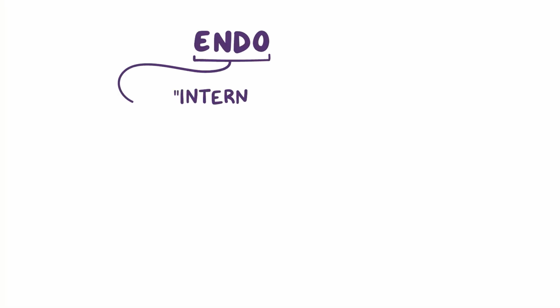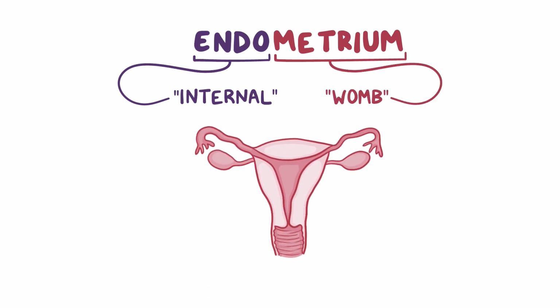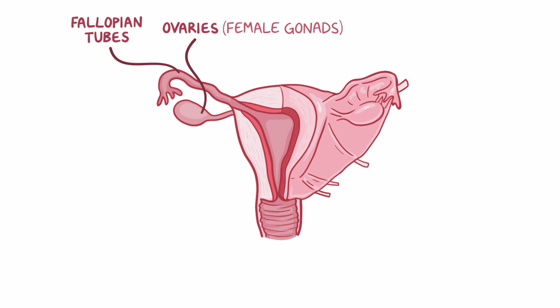Endo means internal, and metrium means womb. So endometrium is the innermost layer of the womb, and endometriosis is where these endometrial cells grow outside of the womb. The female internal sex organs are the ovaries, which are the female gonads, the fallopian tubes, two muscular tubes that connect the ovaries to the uterus, which is a strong muscular sac that a fetus can develop in. It's a hollow organ that sits behind the urinary bladder and in front of the rectum.